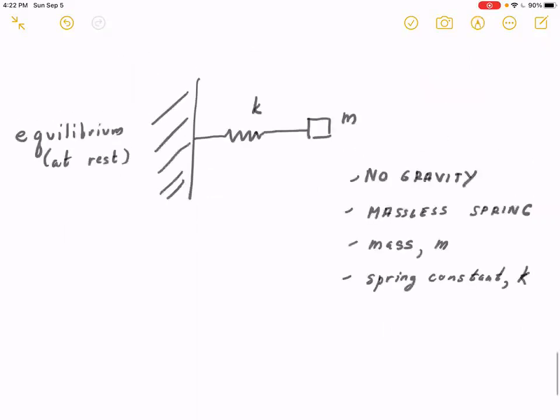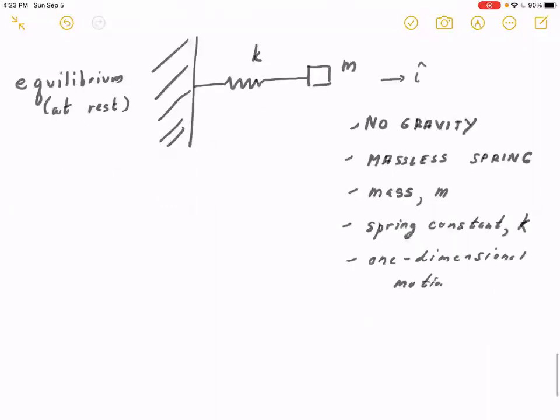And one more simplification to this problem: we are only going to look at one-dimensional motion. So you're not going to come along and bend the spring. You can either stretch it or compress it in the plus i hat or minus i hat direction.